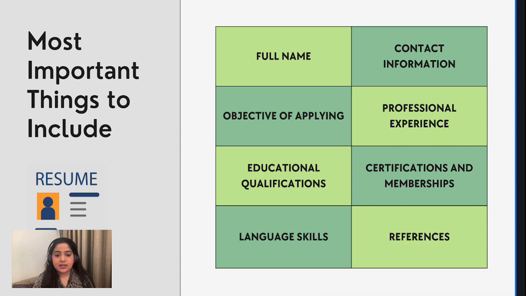Language skills are really important in a place like Canada, because a lot of times employers consider this an asset.